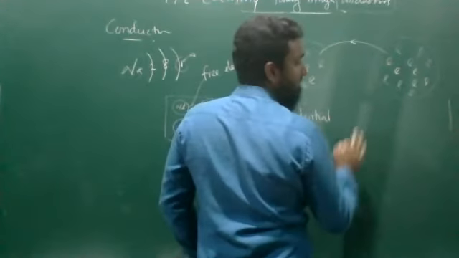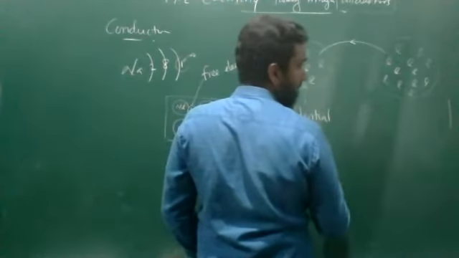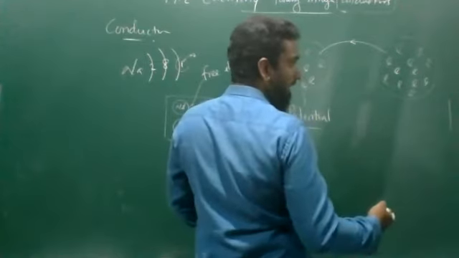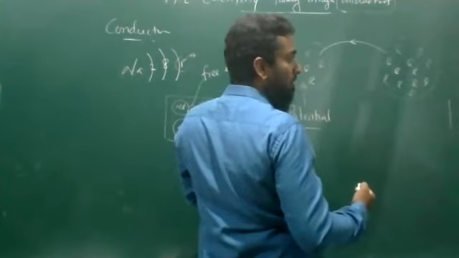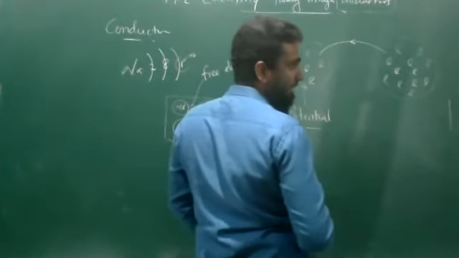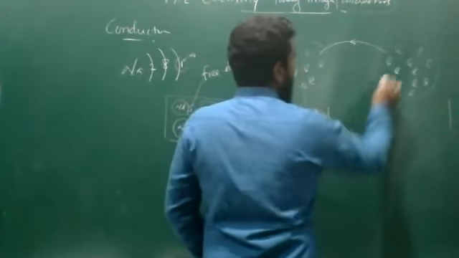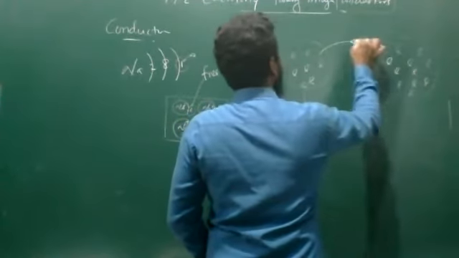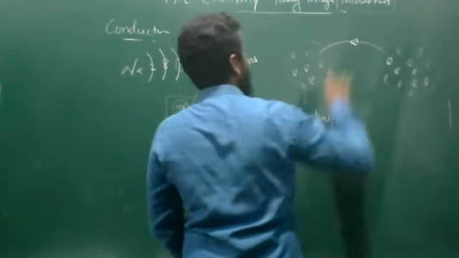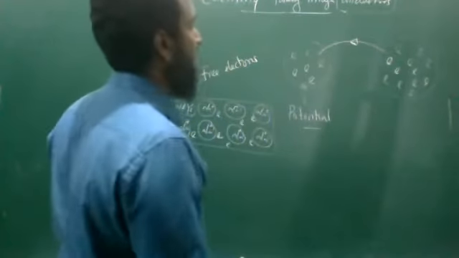You know that the charges don't move alone. They cannot move alone. They always move by the carriers of the charges. Here the carrier of the charges is the electron. This electron is going to move from this place to this place.